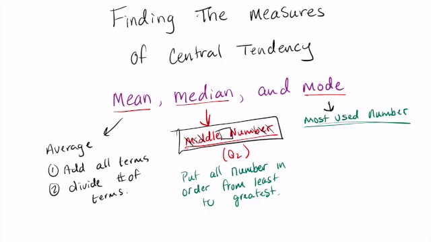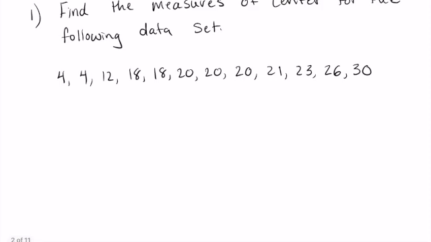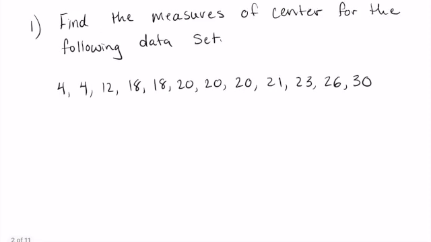Okay, so knowing these small little definitions, let's go ahead and jump straight into our first example. So we want to find the measures of center for the following data set. Now again, before I do anything, I want to put my numbers in order from least to greatest. If you look at our numbers, they all start from the smallest number and end with the largest number. And that's exactly what I want to happen.